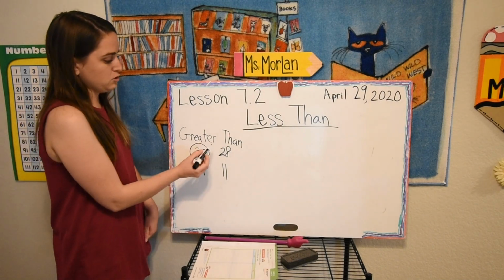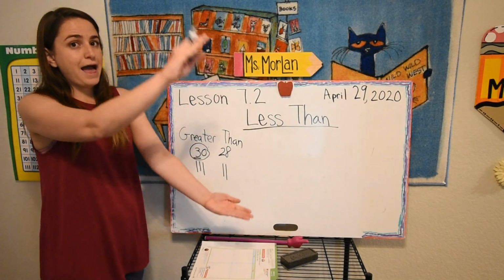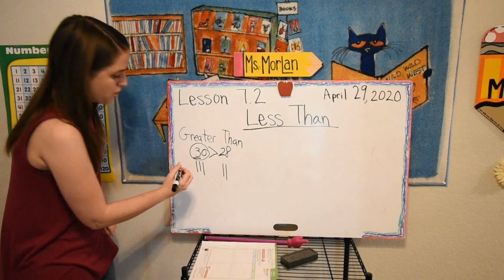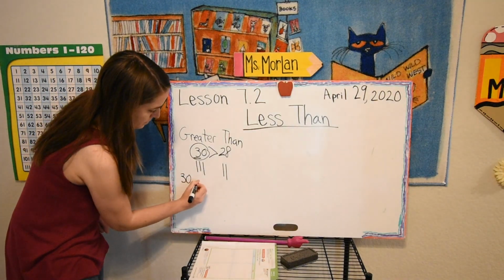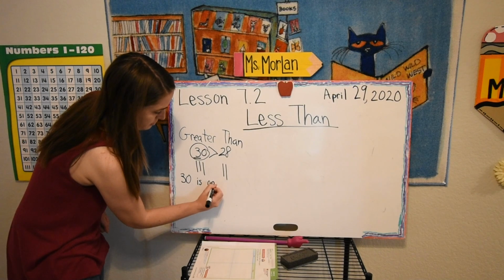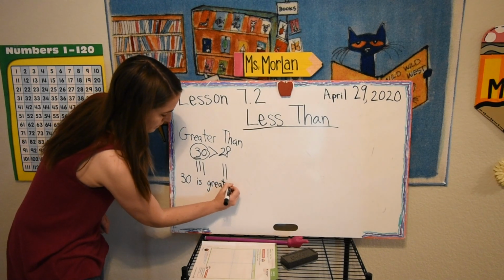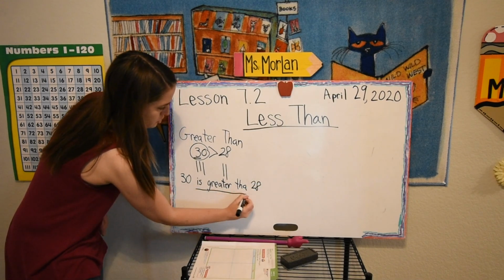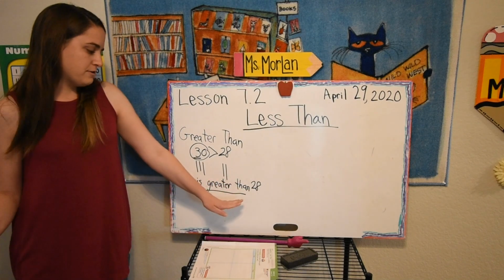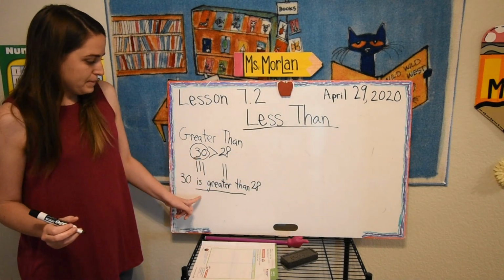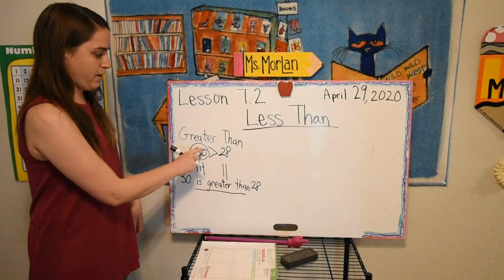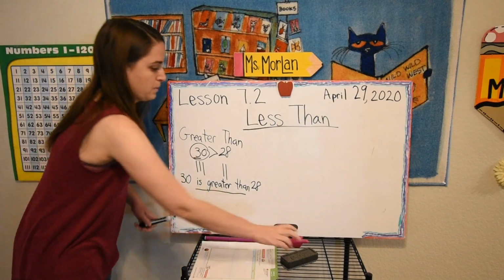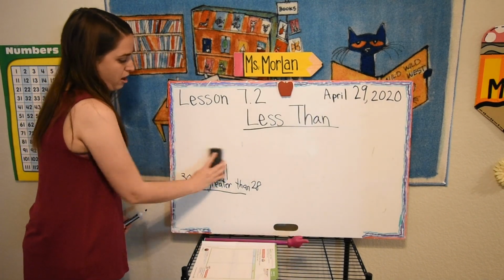And the symbol we use, we're going to have the open side, I call this the alligator mouth, right? The open side towards the 30. And that shows 30 is greater than 28. So this symbol means these words: is greater than. You have the big open side, the open alligator mouth, towards the greater number. But today we are focusing on less than.